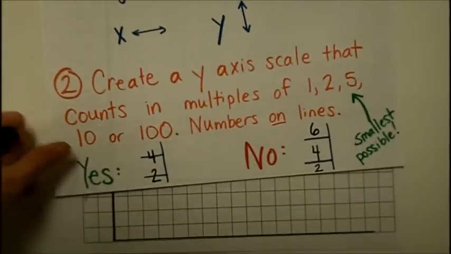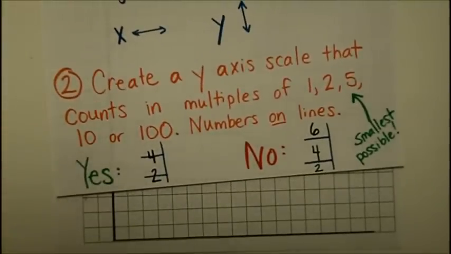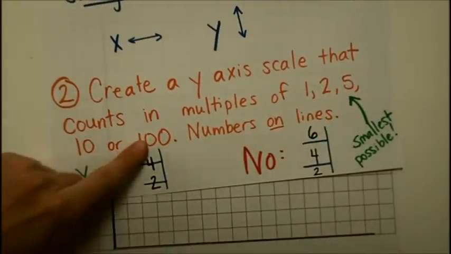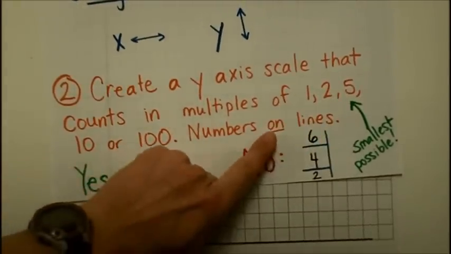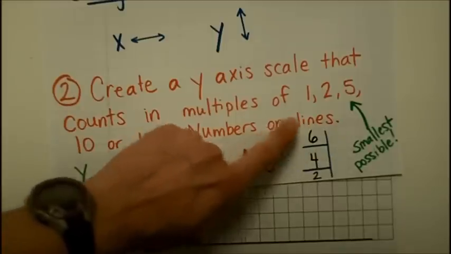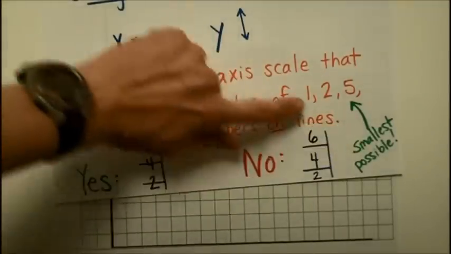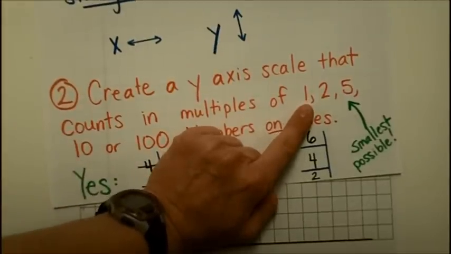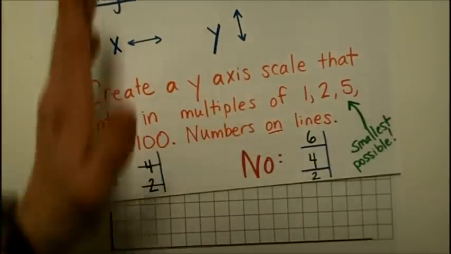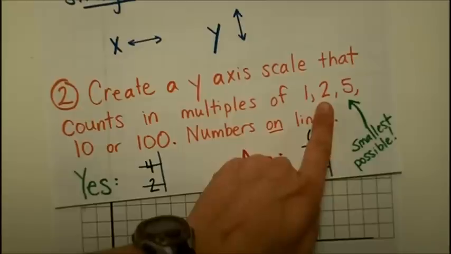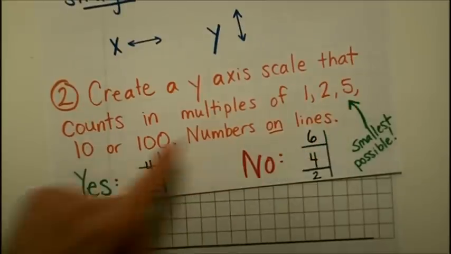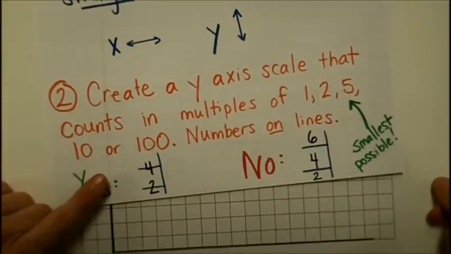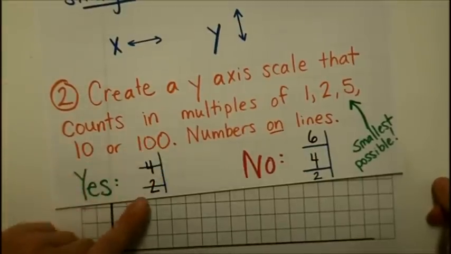Now I'm going to create a Y-axis scale that counts in multiples of 1, 2, 5, 10, or 100. I'm going to make sure I put the numbers on the lines. And I want to use the smallest possible scale that I can. So if I can make ones fit, I want to use ones. But if ones won't fit in the space that I have going vertically, then I can try twos. If that doesn't fit, I would try 5s, 10s, or 100s. It's important to note that the numbers need to go on the lines.